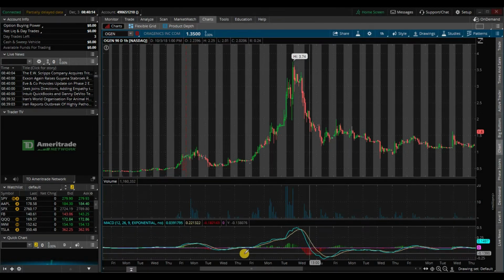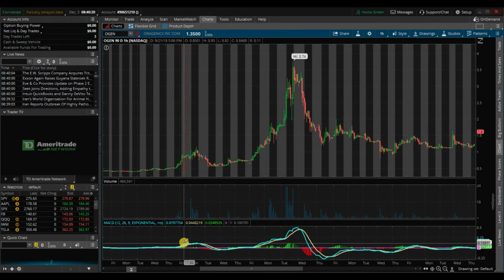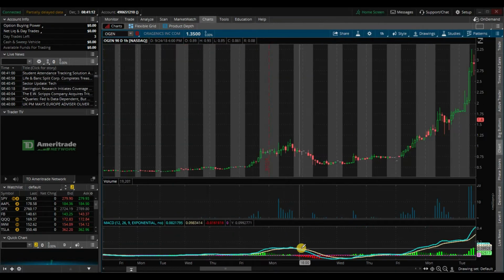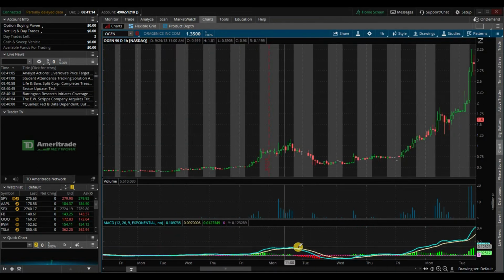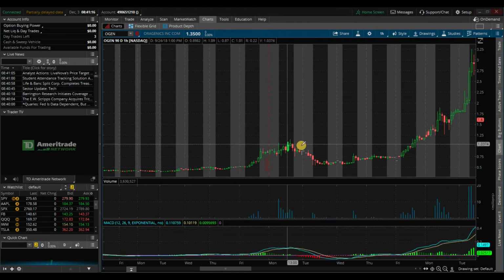So what do these lines mean? Alright, so if you notice here, you have two lines. You have a blue one and you have a yellow one. So these two lines, the blue one is the moving average convergence and divergence, and the yellow one is the moving average. So when you notice here the blue line again, as it's curling down now and heading down, that's when the stock starts having a downtrend.